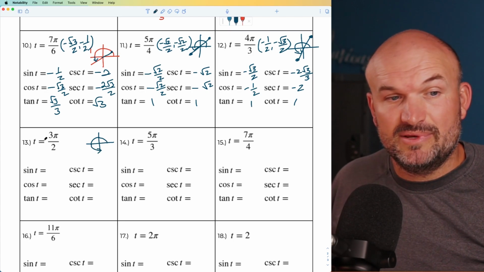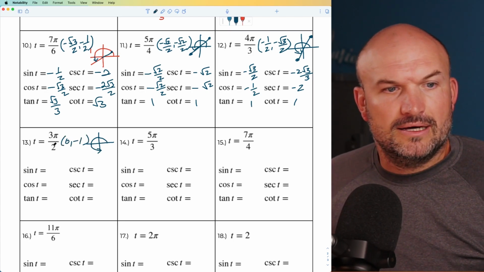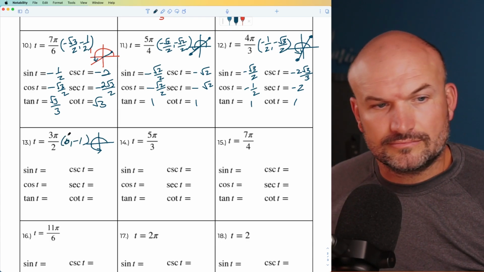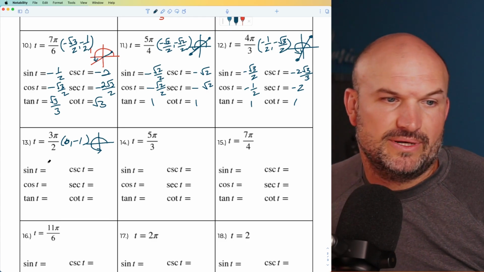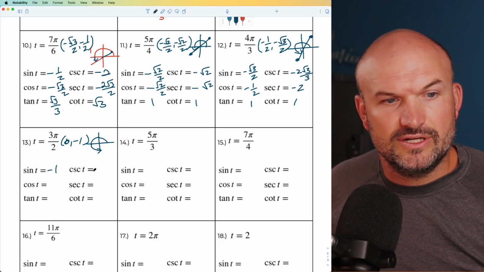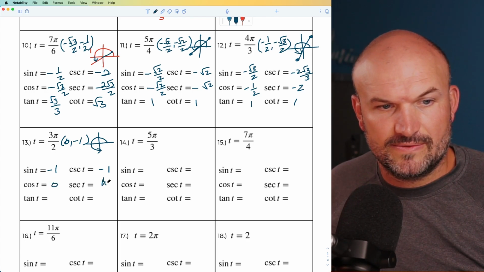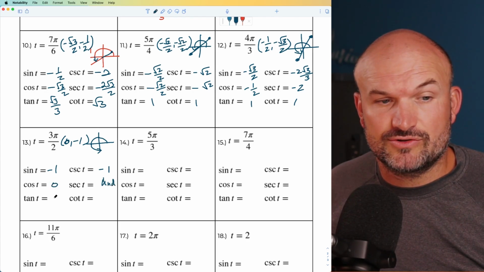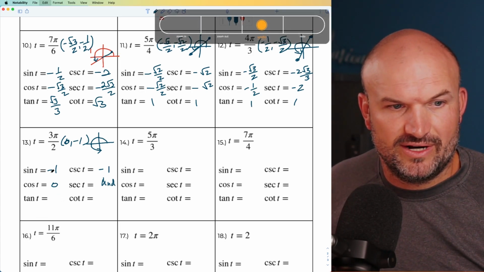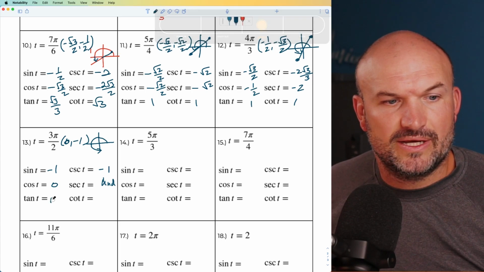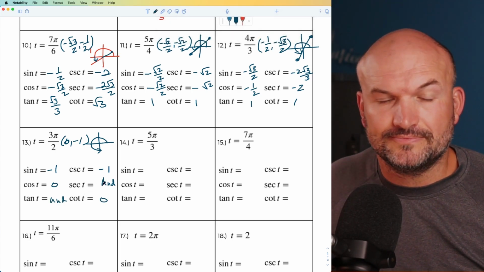All right. So again, that's going to be the coordinate point 0, comma negative 1. So sine is going to be a negative 1. Cosecant is negative 1. Cosine is 0. Secant is undefined. Tangent is going to be negative 1 over 0. So negative 1 over 0, that's undefined. That's going to be undefined. Cotangent is going to be 0 over negative 1, which is going to be a 0.